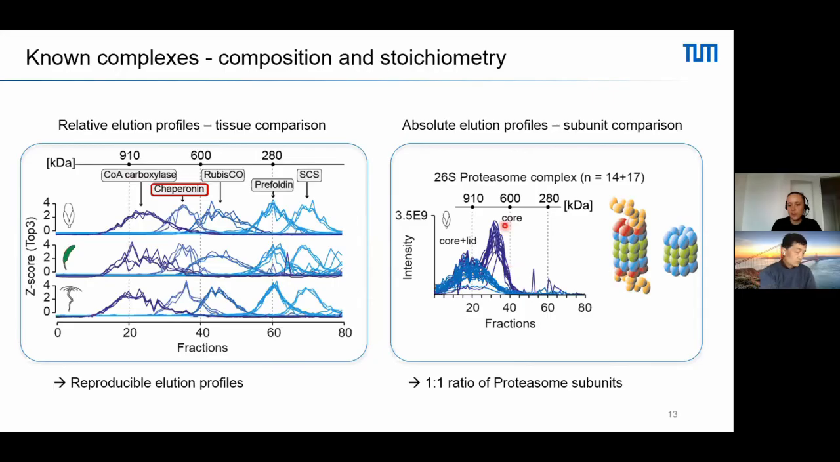So we have here the very high peak for the core subunits alone. And then we have a second peak for the core subunits combined with the lid components, which are depicted here in light blue.